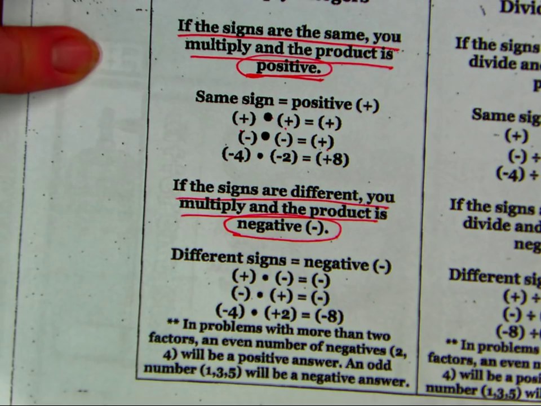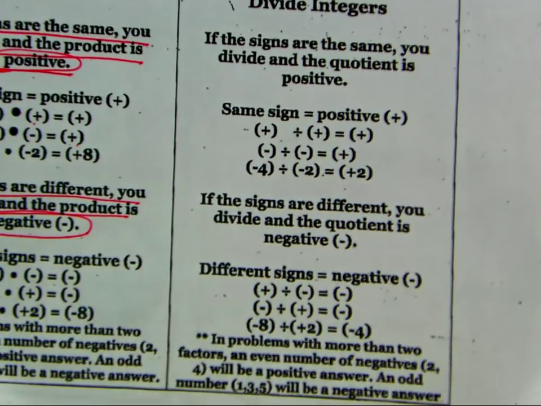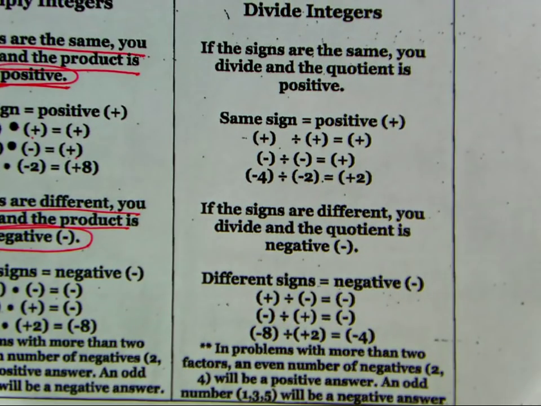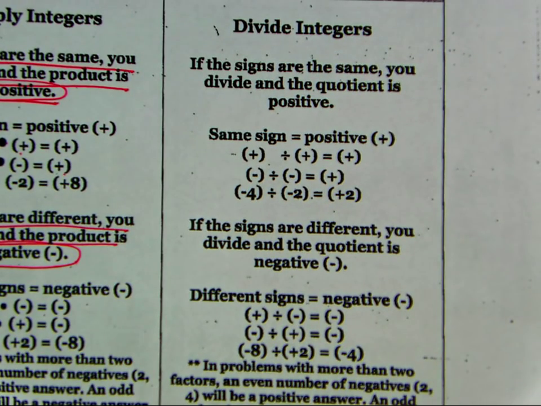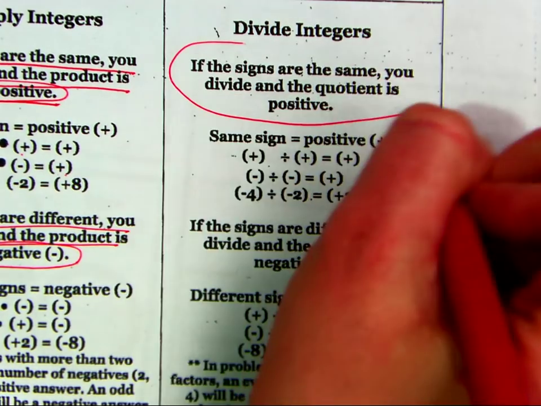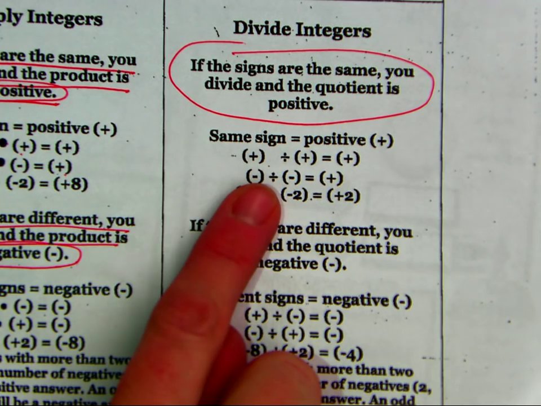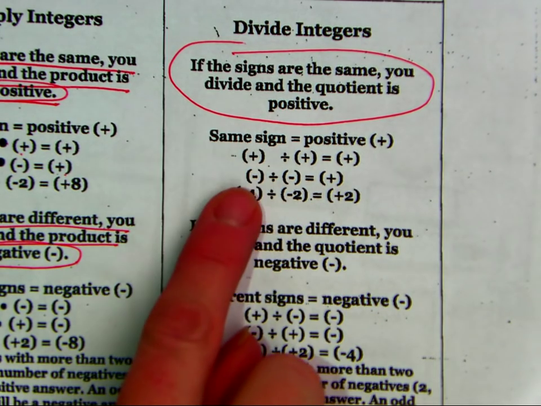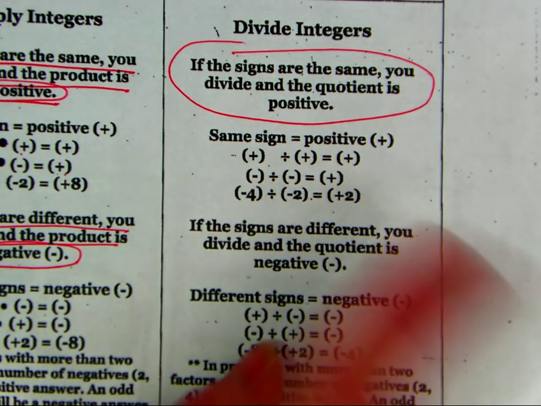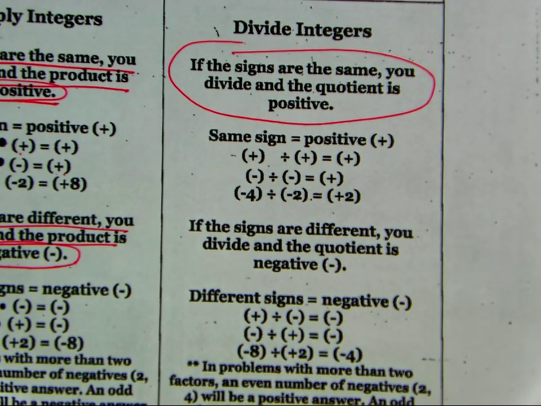Okay? All right, let's talk dividing. If the signs are the same, you divide and the quotient is positive. So, once again, same sign, positive. A positive divided by a positive is a positive. A negative divided by a negative is a positive. Does it sound the same as when you multiply? It is exactly the same.